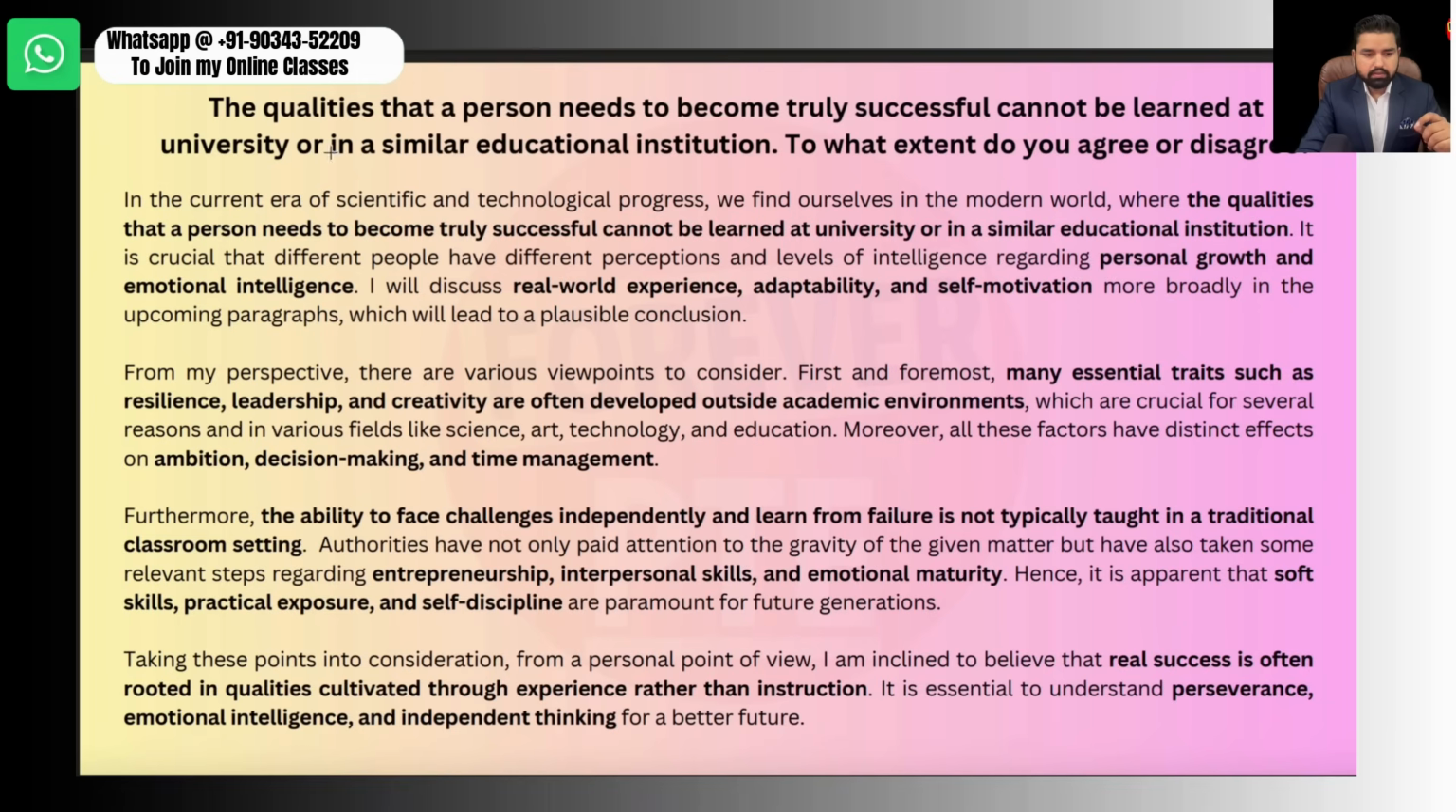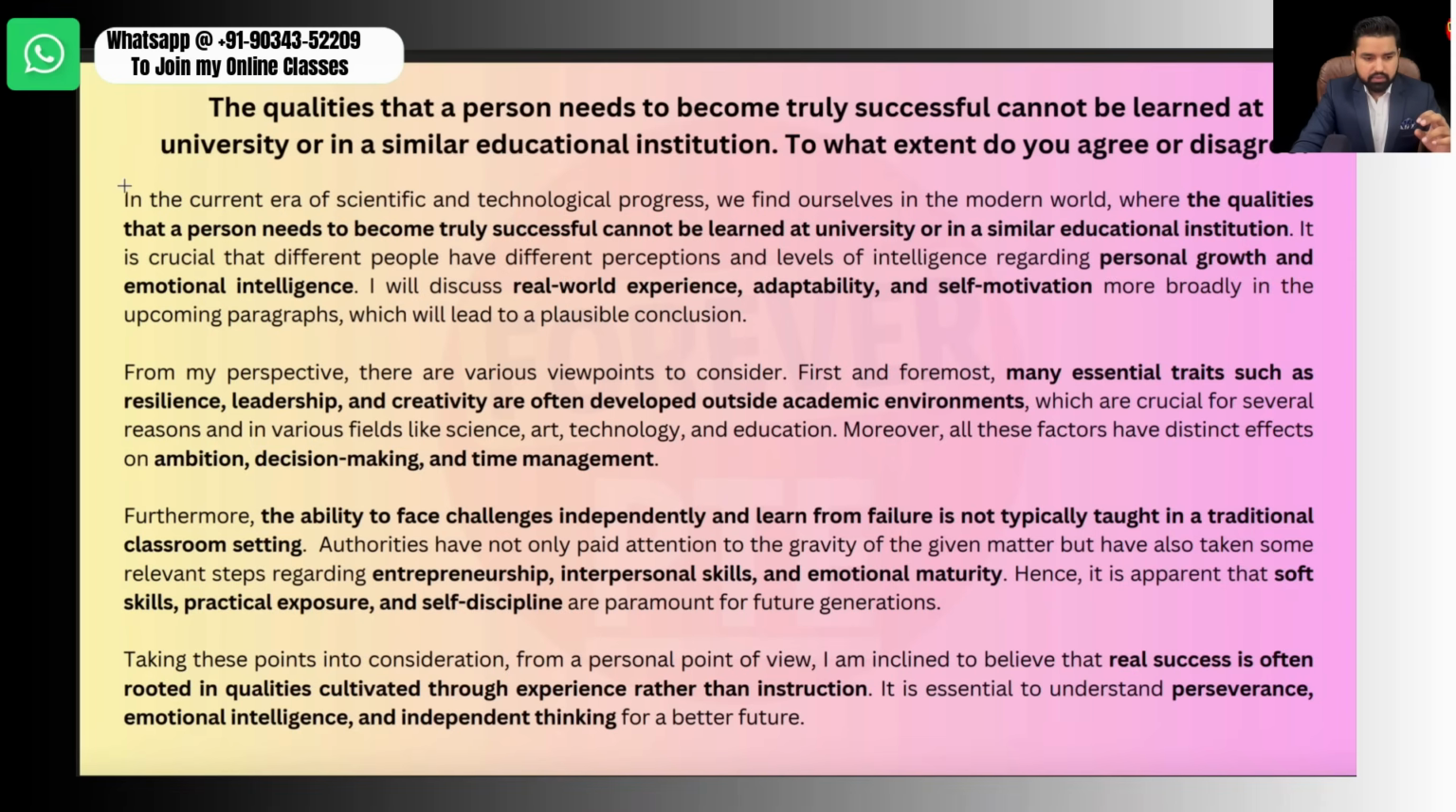So the topic is: the qualities that a person needs to become truly successful cannot be learned at university or in a similar educational institution. To what extent do you agree or disagree? So the examiner has asked, do we agree or disagree? But this is not what we are concerned about. We need to write topic related to these keywords: qualities, university, educational institution, and success. These are our main keywords.